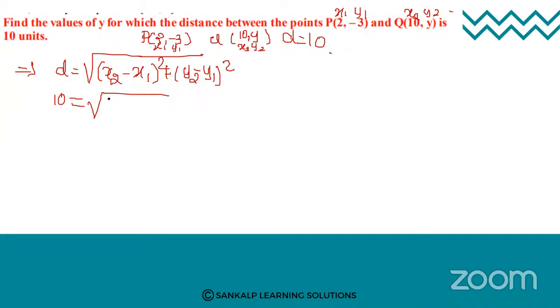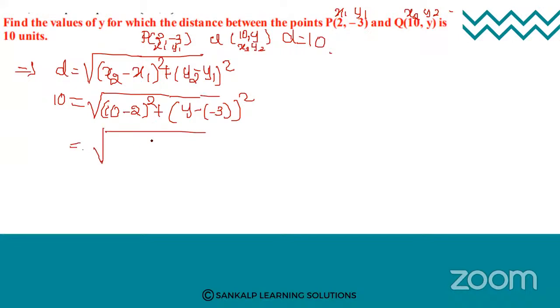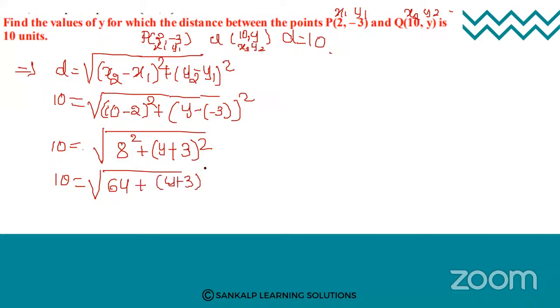D value is 10. So x2 value is 10, x1 value is 2, whole square, plus y2 value is y, minus y1 value is minus 3, whole square. Now 10 minus 2 is 8, square, plus y minus into minus, plus 3, whole square. D is 10. So 10 is equal to the square root of 8 square, that is 64, plus (y plus 3) square.